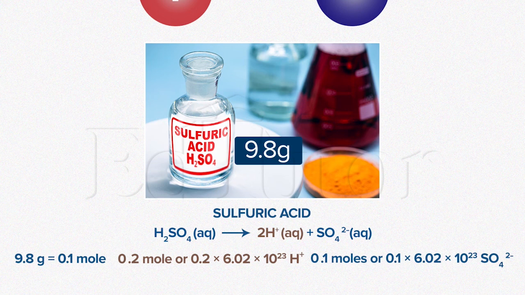Here we have 2 ions. We have got hydrogen ions and we have got the sulfate ion. It will yield 0.2 moles of hydrogen ions and 0.1 mole of sulfate ion. Why? It is because we have 2 atoms of hydrogen and 1 atom of sulfate in sulfuric acid.